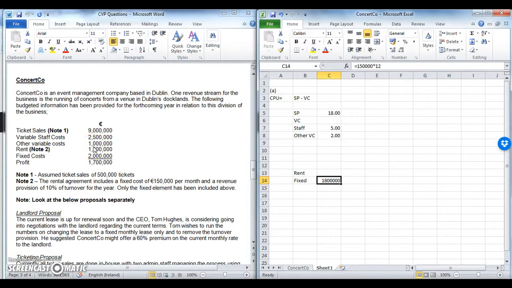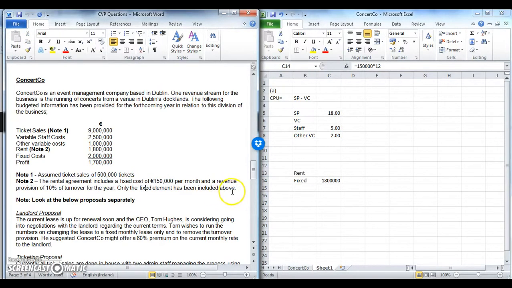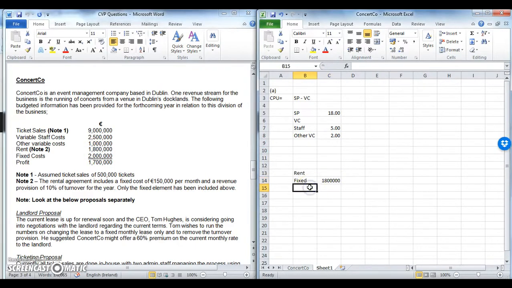Sometimes they put in things like this to make sure students are actually reading the question and not just regurgitating a formula and putting in some numbers. You're told the fixed element has been included above. Well, that's obviously incorrect, they've only included the 1800. But we also know there's a variable element, and that is 10%. So the variable element is 9 million times 0.1, which is 900,000. So the full rent is 2.7 million.